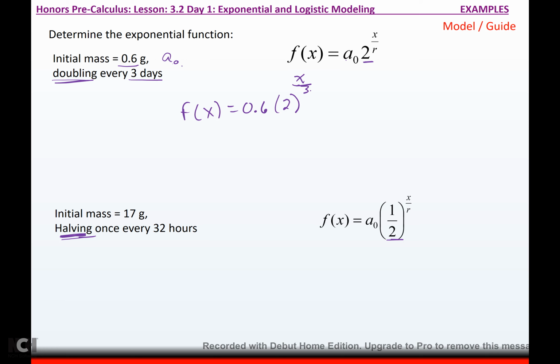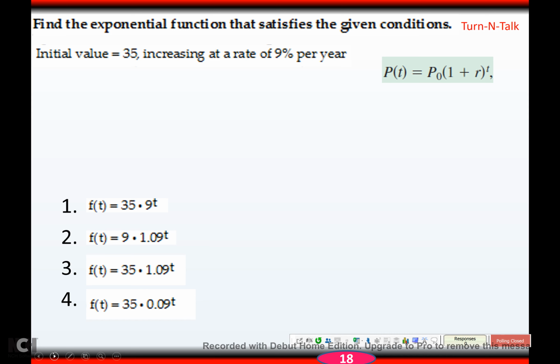And then if we are halving stuff, again, here's my a sub naught, and here's my rate, every 32 hours. So my function is 17 grams times my base 1/2, because we're halving, and it's going to be x over 32. Okay, all right, so hit pause, come back and do this one.